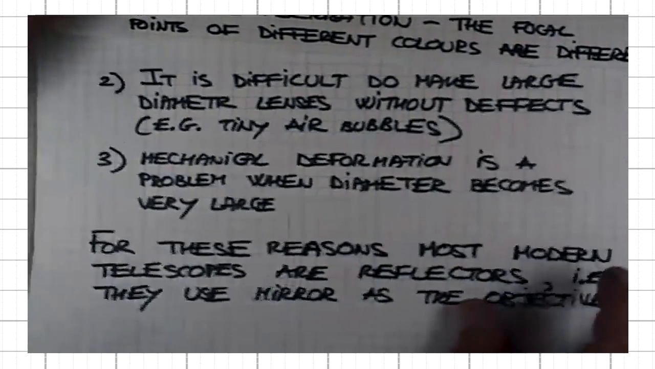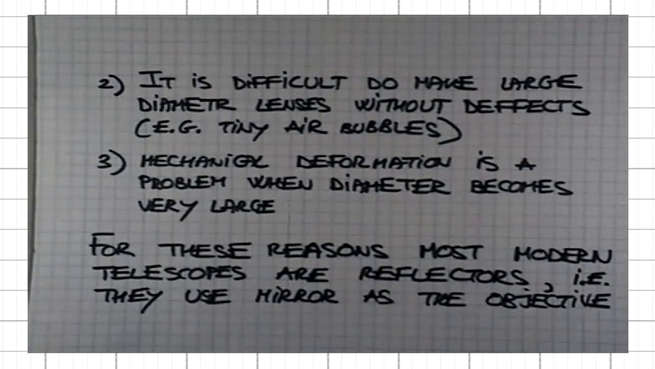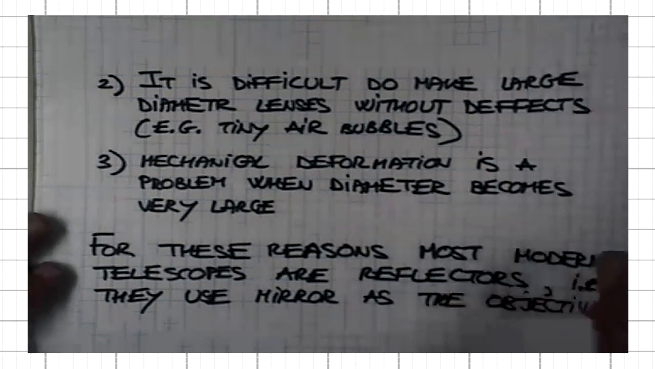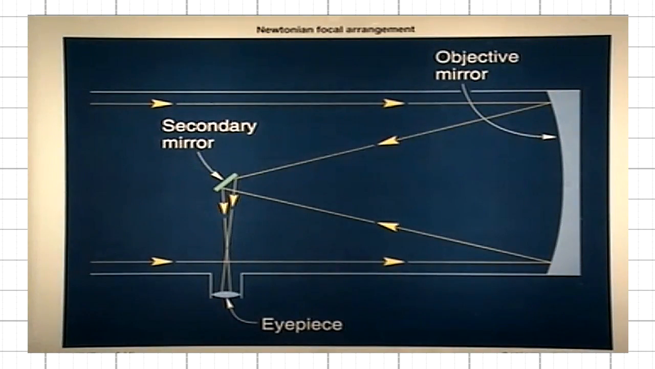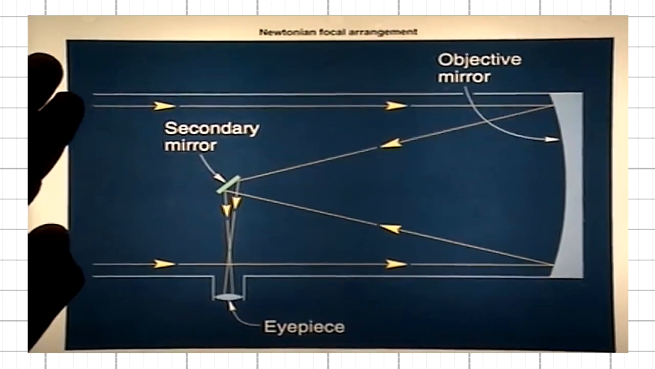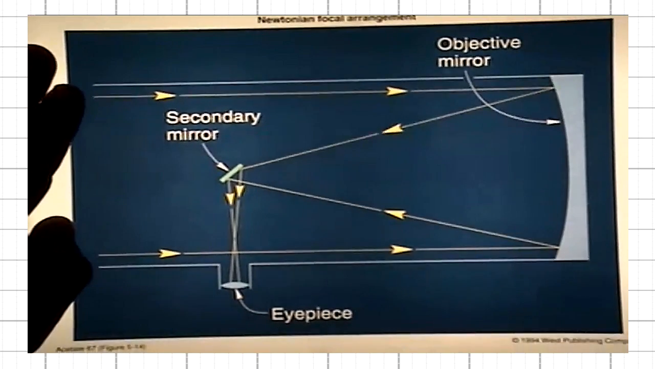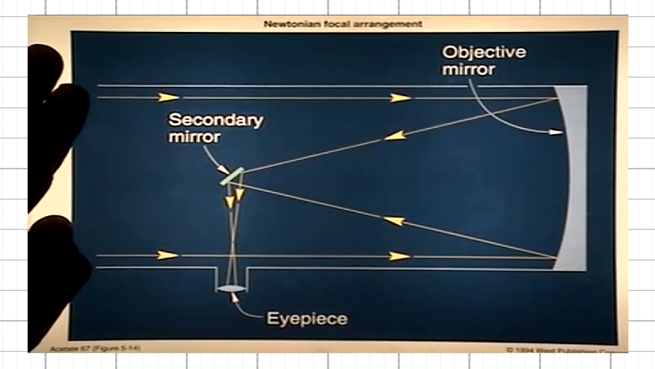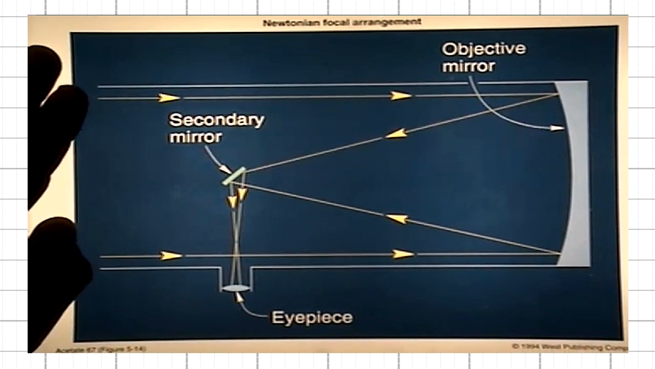Now, when it comes to different types of design of the telescope, there are several types, and I'll discuss the three basic ones. Here is the so-called Newtonian focal arrangement, the one that was first proposed by Isaac Newton.